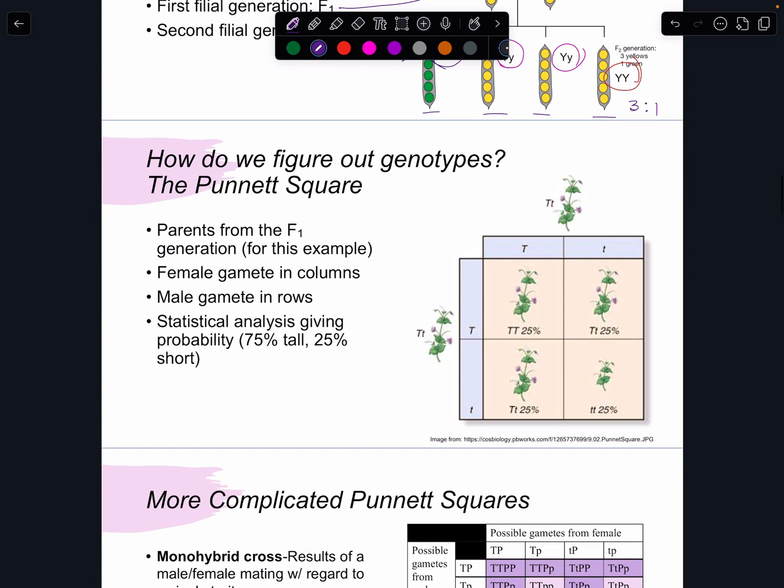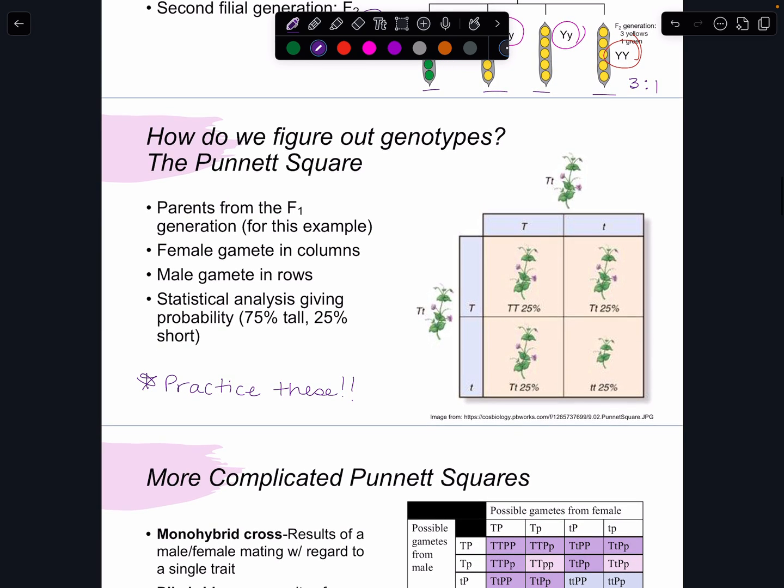So how do we figure out the genotypes? We use this wonderful tool called the Punnett square, and you will have to really learn how to work on these. Practice these. You will see them on a test very soon. You put the female gametes in the columns and the male gametes in the rows. Here are the females, and here are the males.